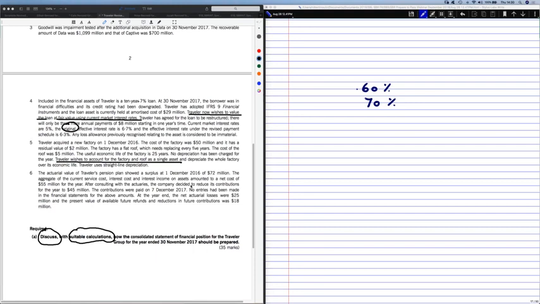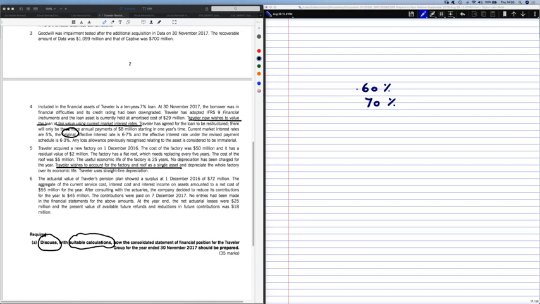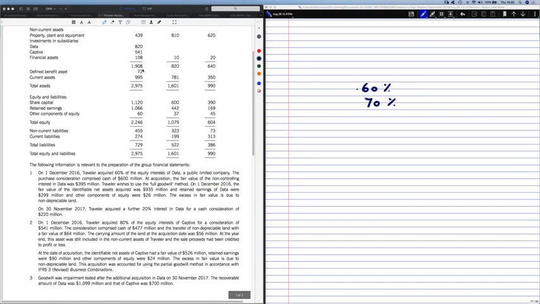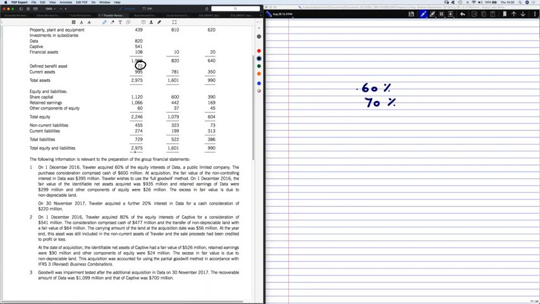And let's read this together. The actuarial value of Travelers' pension plan showed a surplus at the 1st of December 2016 of 72 million. Let's look at that. Oh, there it is. There is the 72 million. There it is in the balance sheet. There's a 72 million at the beginning of the year.